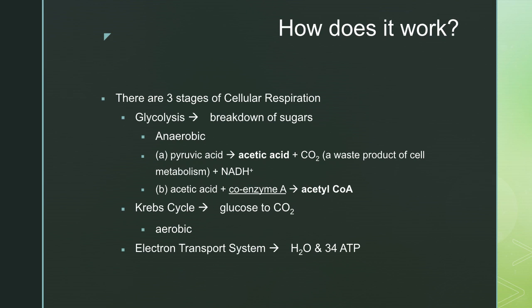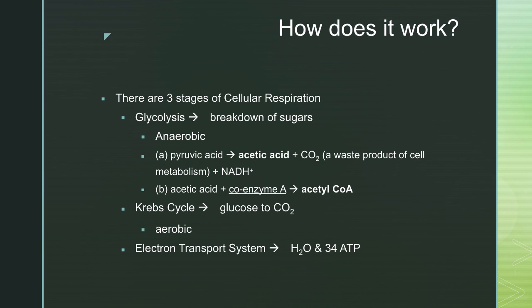This pyruvic acid diffuses into the inner compartment of the mitochondrion, where a transition reaction occurs, and this serves to prepare the pyruvic acid for entry into the next stage of respiration. So it goes, the pyruvic acid yields to make acetic acid, carbon dioxide, which is just a waste product of cell metabolism, and NADH. Then this acetic acid comes together with coenzyme A to make acetyl-CoA.